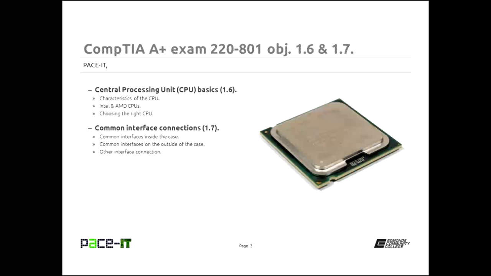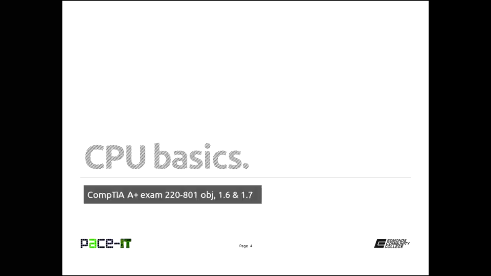So what are objectives 1.6 and 1.7 of the 220-801 exam? Well, objective 1.6 is the central processing unit, and objective 1.7 is common interface connections. And tonight we're going to begin with CPU basics.